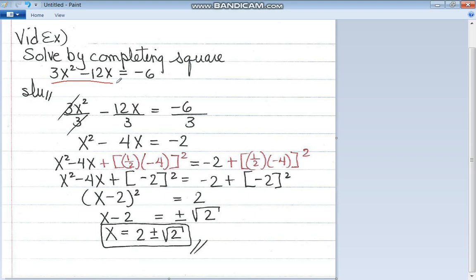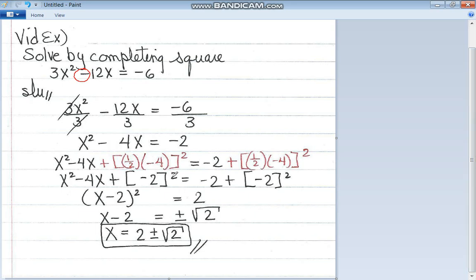The next step after isolation is to eliminate the coefficient that's multiplying the squared term. It's a 3, so we're going to divide everything on the left and everything on the right by 3. Now there are two terms on the left, and we have to be careful to respect that. The negative sign separates them. So we're going to divide each one of these terms by 3 equals the other side divided by 3. We get x squared minus 4x equals negative 2.